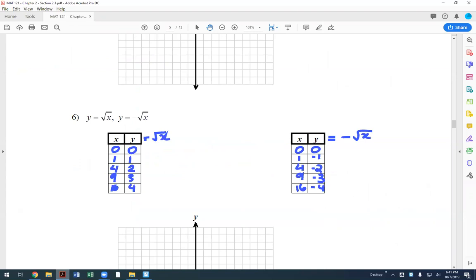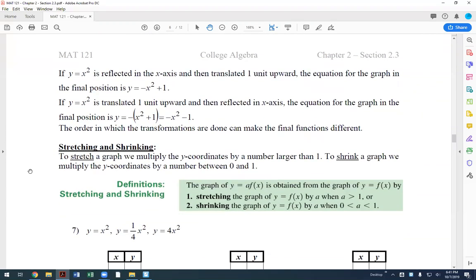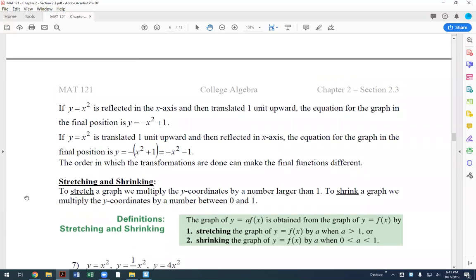Remember, all three of these transformations are rigid, right? They do not change the shape of our graph. They just move our graph left and right, up and down, or maybe we're reflecting them on the x-axis. Now, we'll get into the non-rigid transformations, which is where the actual shape of your graph will change. Just before we get to the stretching and shrinking part, let's go ahead and look at this paragraph right here at the top.